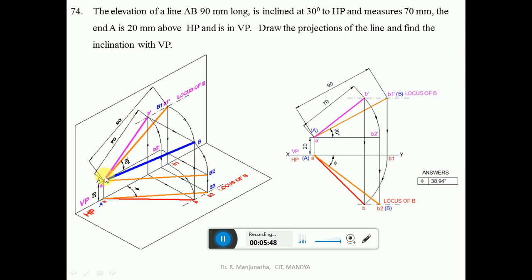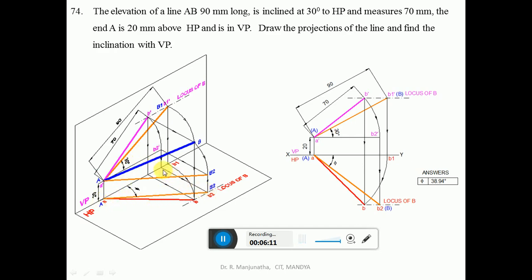Once you get that, since we are rotating like this, obviously the image will be from A dash to B dash with A dash as center. Take the radius of A dash B dash, rotate such that B dash will be above HP by 20 mm. Since you are changing the position of B dash to B2 dash, naturally this will become B2 dash. Then both A dash and B2 dash will be above HP by 20 mm.